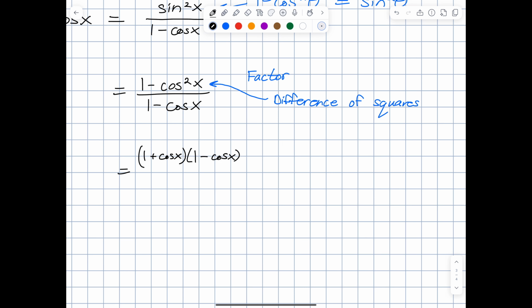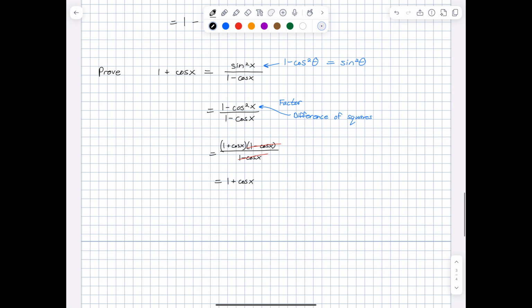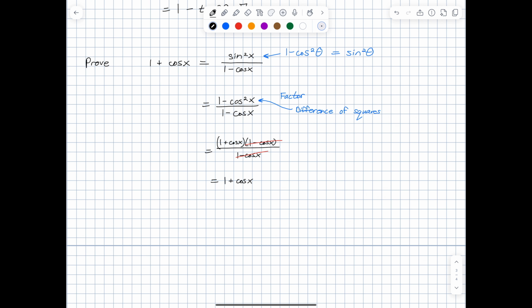And once I do that, you may notice that we've got a 1 minus cosine x on the top and on the bottom. Those two are exactly the same. They're going to cancel. And once we do that, we're left with just 1 plus cosine x, which exactly matches the other side. So we are finished with this problem.